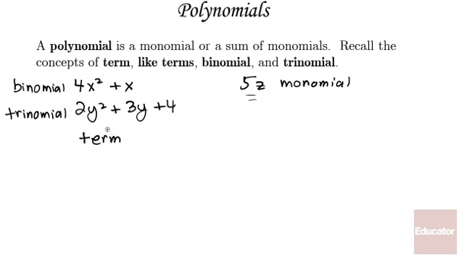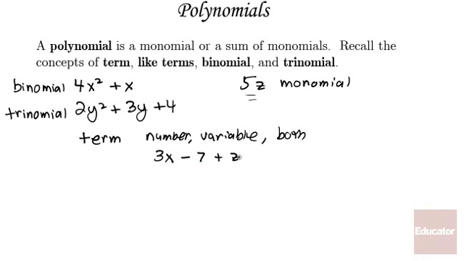Recall that, as discussed, a term is a number or a letter, such as a variable, or both, separated by a sign. So terms could be a number, could be a variable, or it could be both. So 3x minus 7 plus z. So here I have a number and a variable. Here I just have a number, I have a constant. Here I just have a variable. And they're separated by signs, by a negative sign and a positive sign. So each one of these is a term.